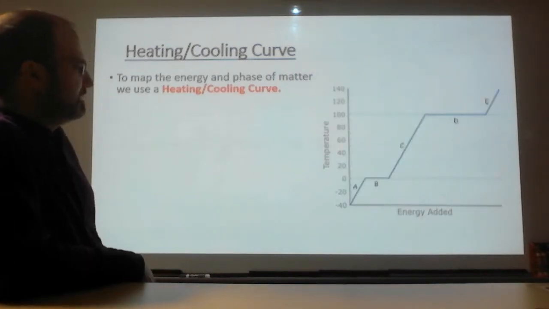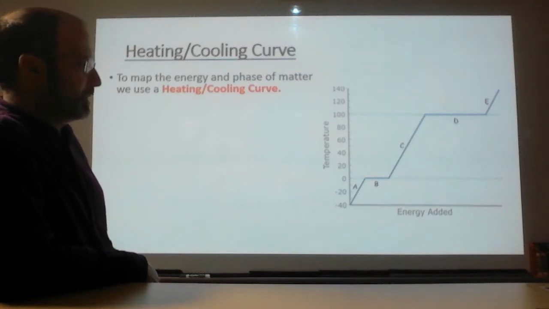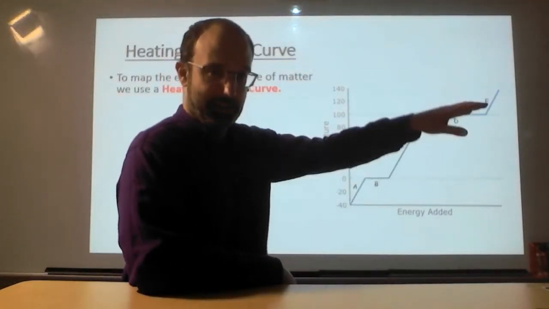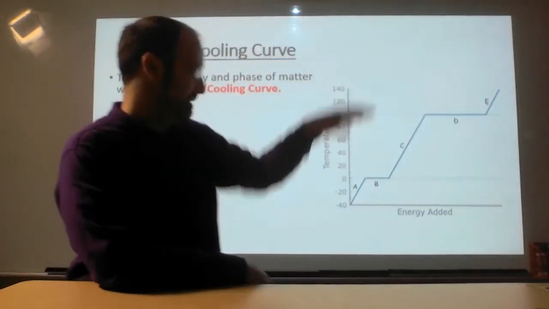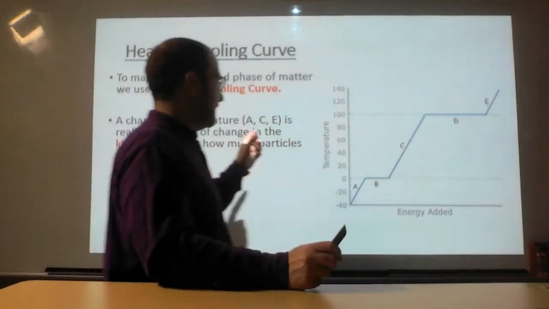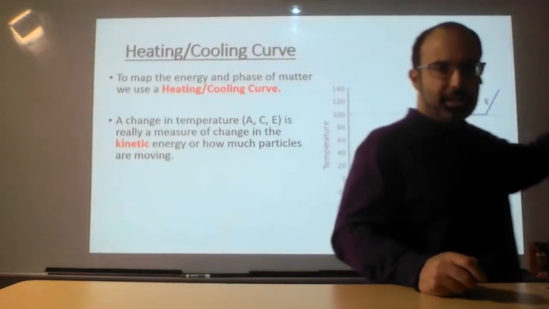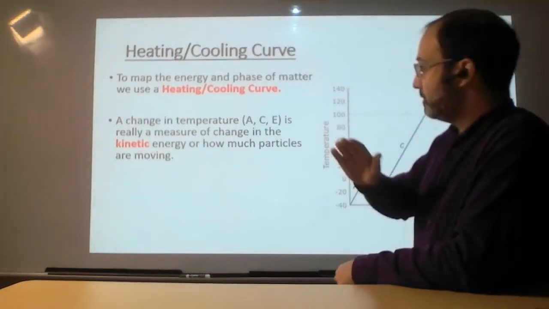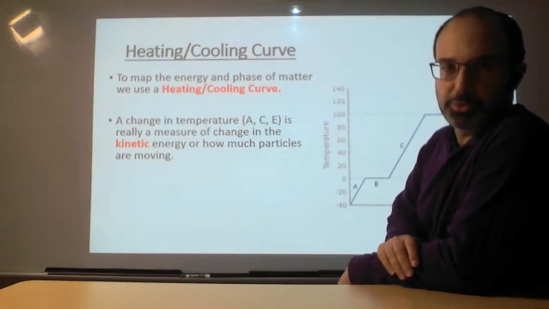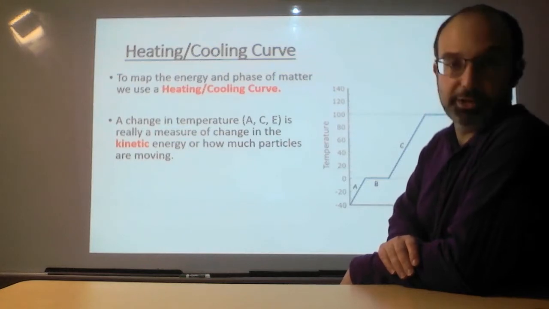Shocking. There it is. This is our water heating and cooling curve. How do we know? Because this is at 100 right here, and this is 0. A change in temperature, A, C, and E, has a slope, which is really a measure of the change of kinetic energy, or how much the particles are moving. The more the particles move, the more kinetic energy they have.